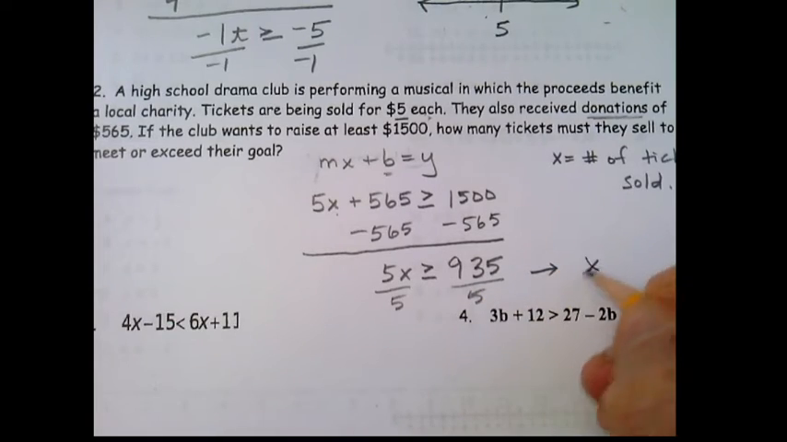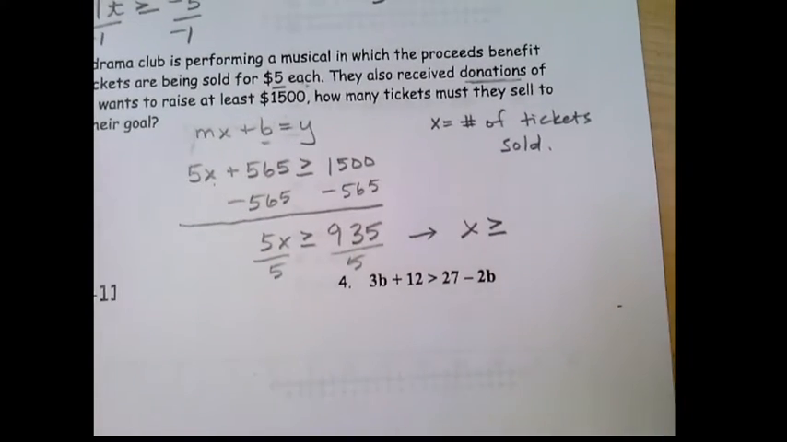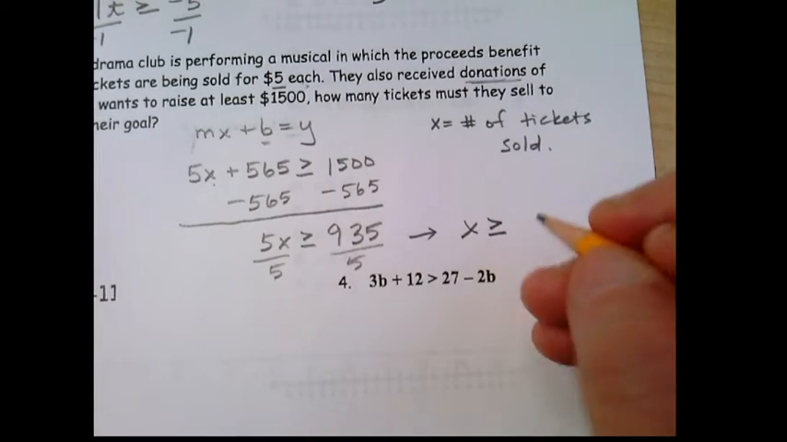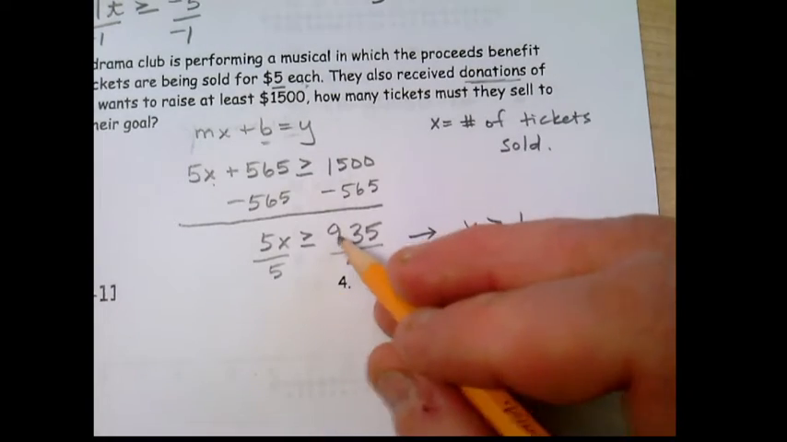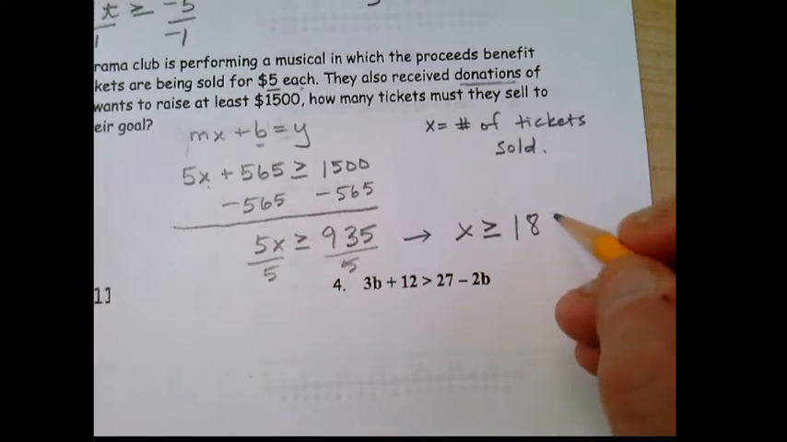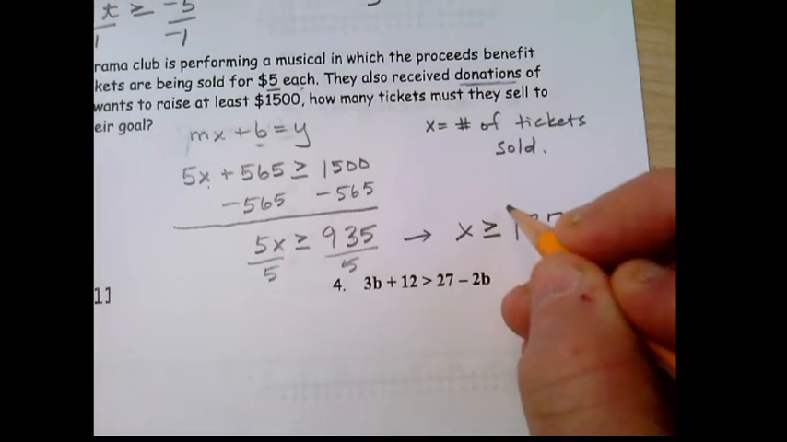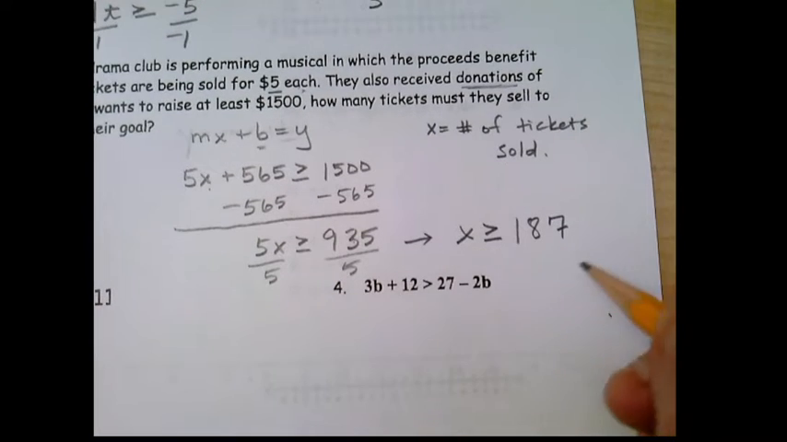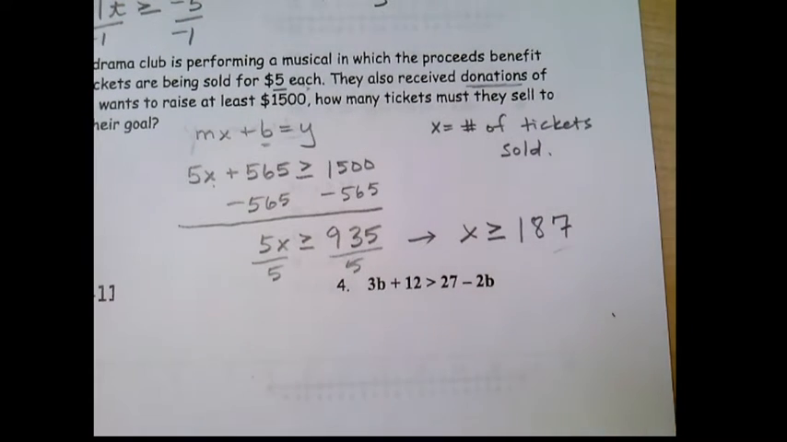the number of tickets sold would have to be greater than or equal to 5 goes into 9 once, 5 goes into 43 8 times, 5 goes into 35 7 times. So there would have to be more than 100 or at least 187 tickets sold.